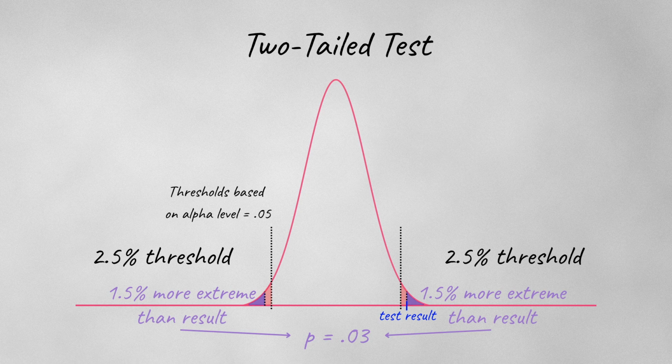opposite direction. And so that's how we would get to a total of 3% of the area of the curve would be in those values that are more extreme than our result. And that's how we'd get to a p-value of 0.03. And again, that would be less than our alpha level of 0.05. And so this would indicate a significant result.